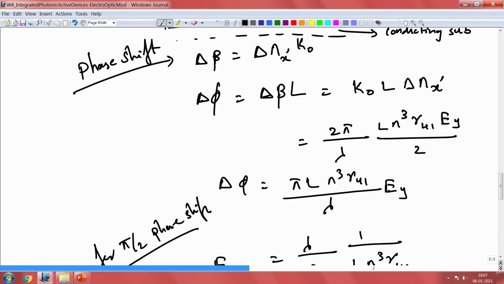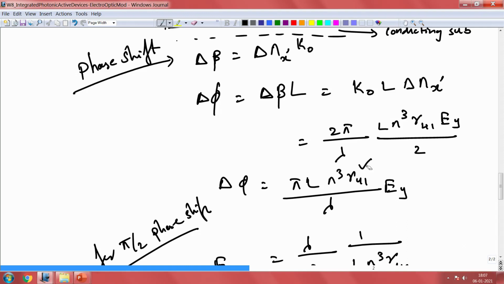So this will be R33 or R13, depending on whether you are in the ordinary or extraordinary axis. In that case, the R41 or R21 factor will decide the phase shift that you get based on L and EY. The other factor that you can choose is this R41. R41 is the strength, or the degree, of the electro-optic coefficient.